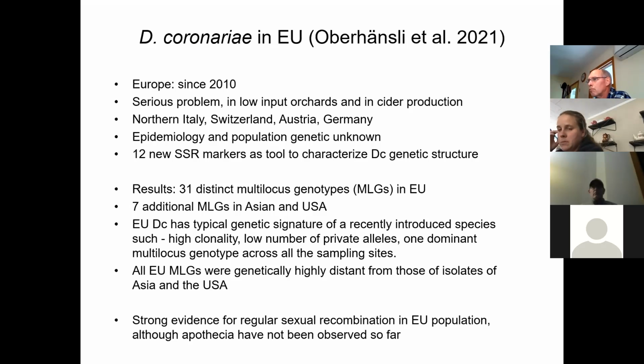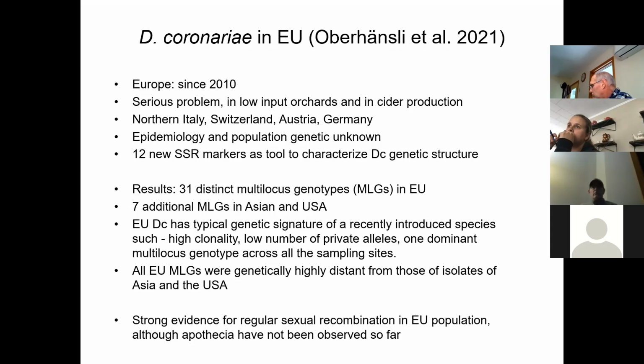So that indicated, to this group and us, that Diplocarpon coronaria or Marssonina coronaria was having a typical signature of a recently introduced species in the population in the region. It had high clonality, meaning it was reproducing asexually very progressively, and there was very high similarity between isolates. There was a very low number of private alleles, indicating again a recent introduction, and there was only one dominant genotype across all the sampling sites.